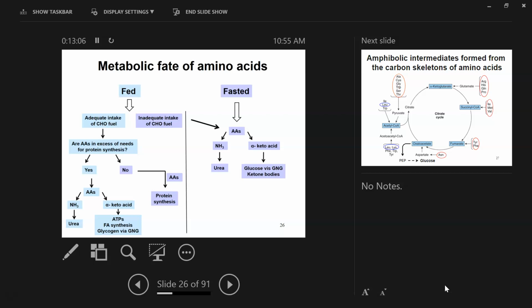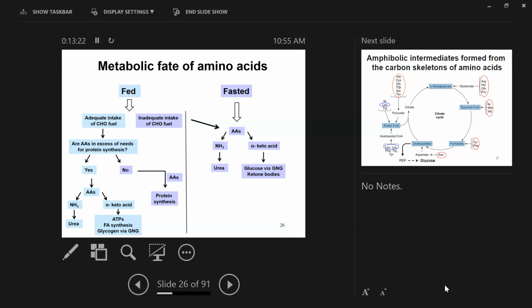Question? Okay. Yeah. Why is urea produced in both fed and fasting? Sorry, what did you say? Why is urea produced in both fed and fasting condition?